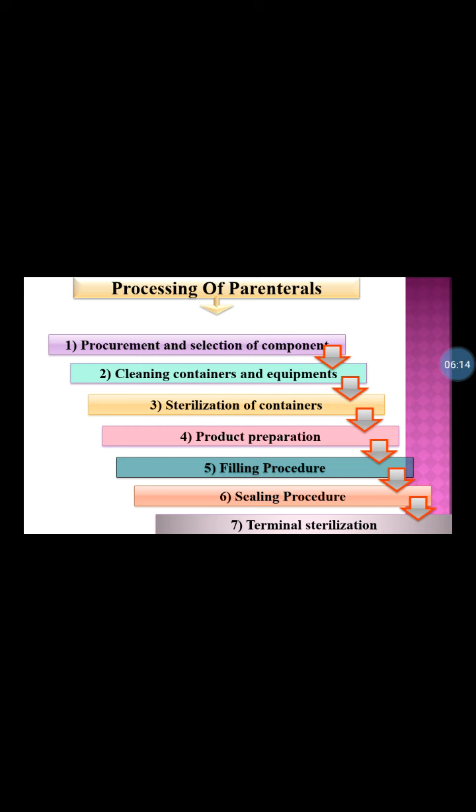Moist heat sterilization, that means autoclaving, is the most widely used sterilization process for aqueous solution and substances which can withstand high penetration of steam. Radiation sterilization is also used for dry solids, and lyophilization or freeze drying is used for hormones and blood products. So all this is about processing of parenterals. In the processing of parenterals, all these seven steps are important.